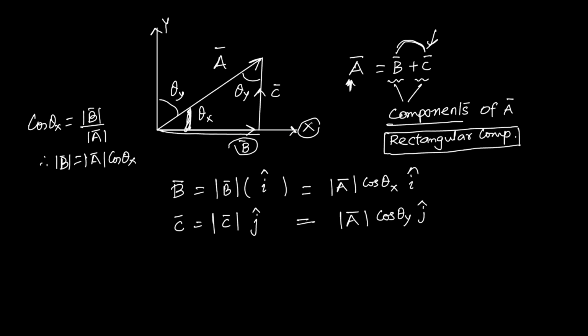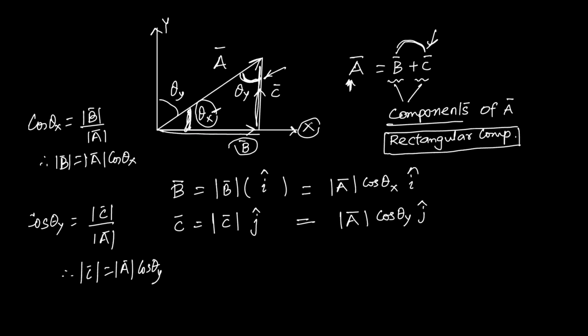And similarly for theta y, for this angle, C becomes base. So cos of theta y is base, now base is C, mod of C over mod of A, and therefore mod of C can be written as mod of A cos theta y. If we had used theta x to write mod C, then for theta x, the side C is perpendicular, and then it would come in the form of sine theta x.